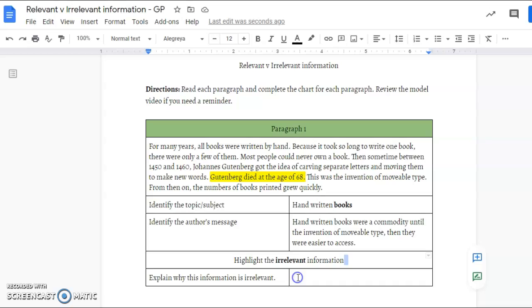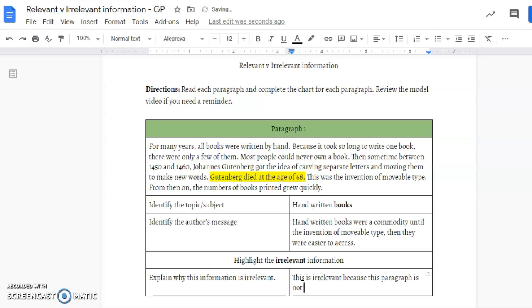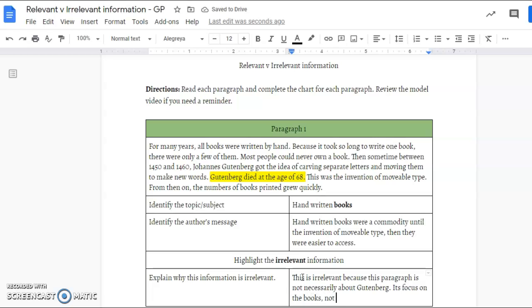Okay, and then the last part here is explain why this information is irrelevant. Okay, so even though I'm telling you, you're not going to be able to tell me, so you're going to have to tell me in another way, right, which is to write it out. So explain why this information is irrelevant. So this is irrelevant because, right, because we're writing in complete sentences, because this paragraph is not necessarily about Gutenberg. Period. Its focus, I can spell, guys, I swear. Its focus is on the books, not the inventor.